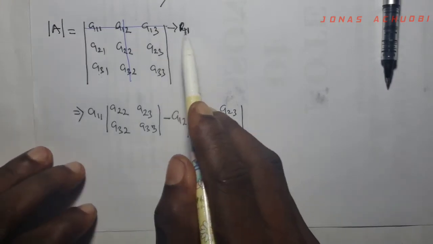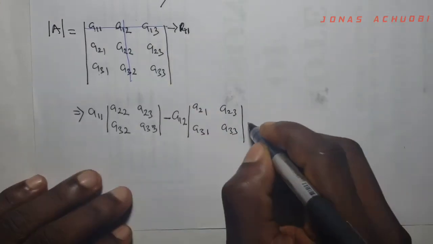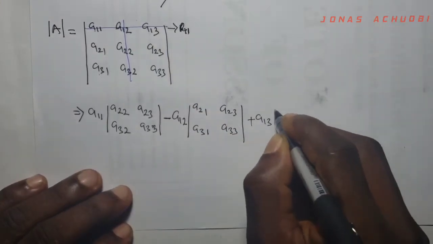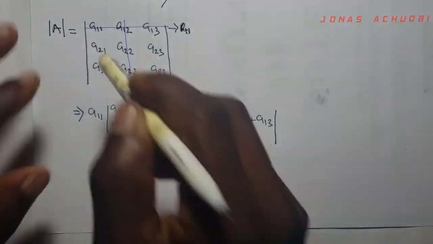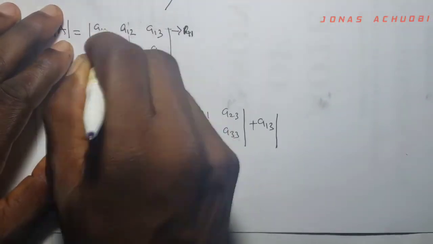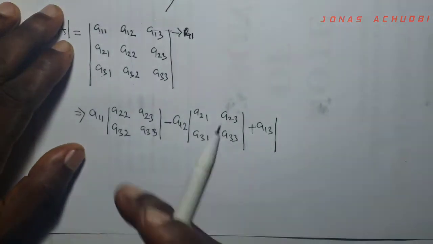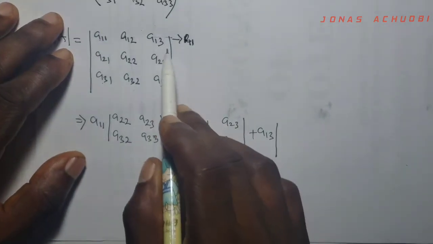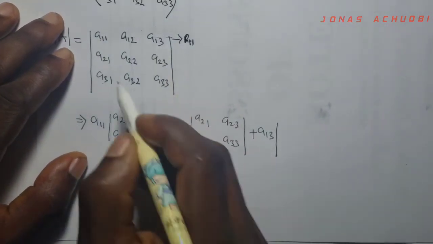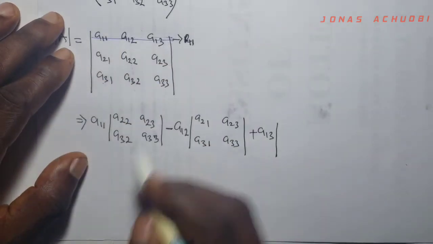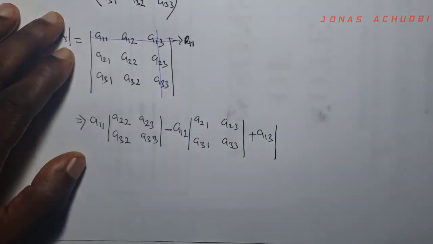So what's the last entry in row 1? The last entry in row 1 is A13. So now plus A13. We repeat the same thing. I take this off one more time. We are now on the entry A13. Now A13 is the entry in row 1. So this is row 1, I take it off. And column 3, take it off.